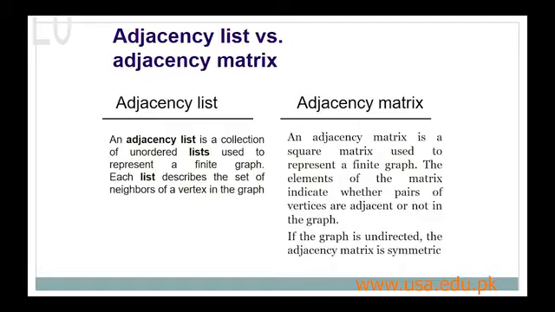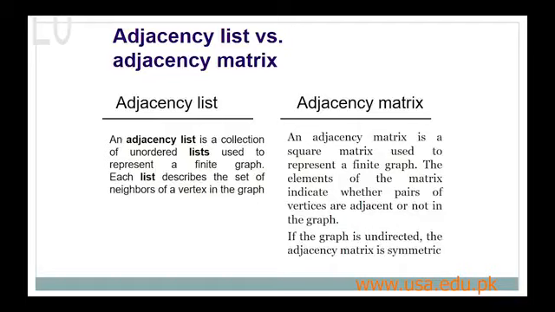So in an adjacency list, we represent all the adjacent nodes that can transmit the signal, that can send or receive files or data. An adjacency matrix is a square matrix used to represent a finite graph, because we have values that can be calculated, stored, or fetched at any time, right? The elements of the matrix indicate whether pairs of vertices are adjacent or not in the graph.